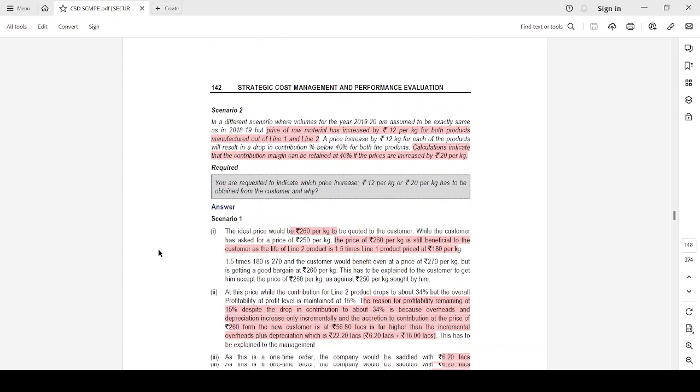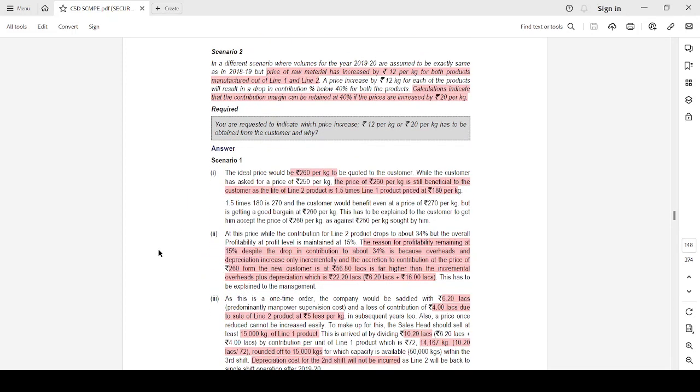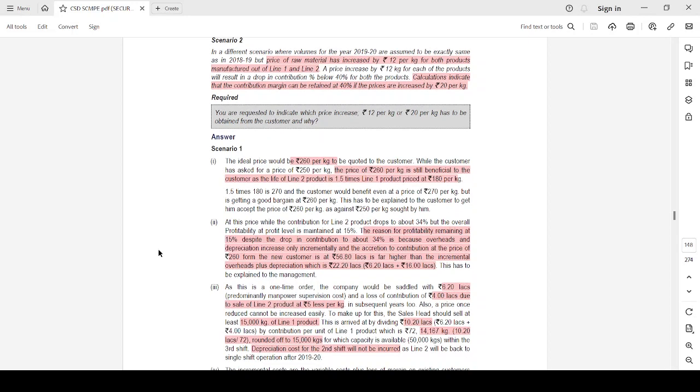But the customer is asking for 250. How do we argue? We will argue that the line 2 product will give you a shelf life of 1.5 times more than the line 1 product, which means 180 into 1.5, 270 is the price I should ask you ideally, but I am asking you 260, so it is still beneficial to you. That's how I will argue for the customer.